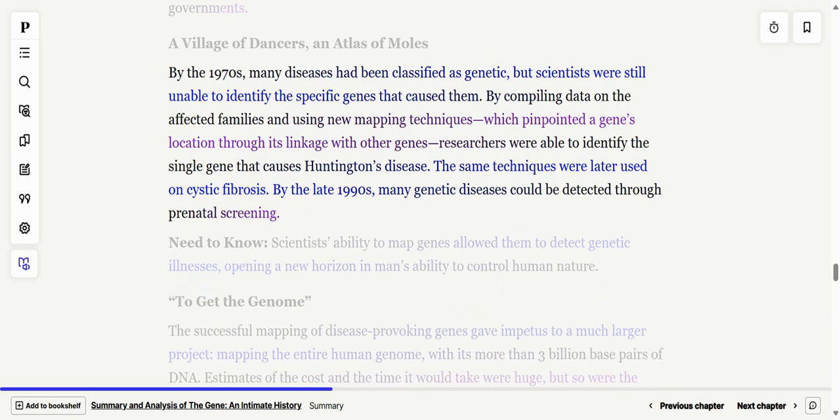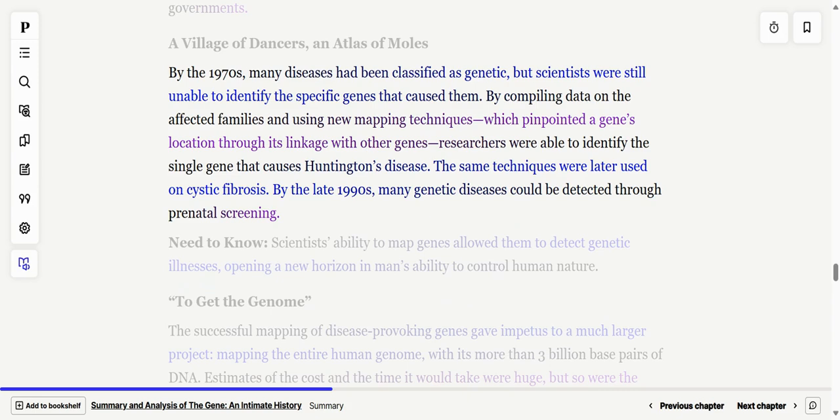By the late 1990s, many genetic diseases could be detected through prenatal screening. Need to know: scientists' ability to map genes allowed them to detect genetic illnesses, opening a new horizon in man's ability to control human nature.